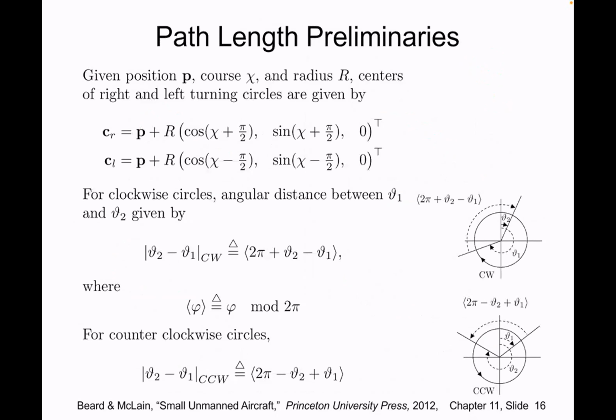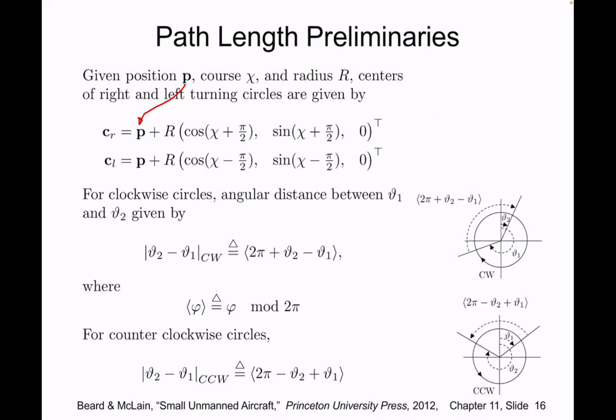Now, there will be some mathematical terms thrown at you, but don't get scared. Essentially, we have position P. When I say position P, think about X, Y, and Z coordinates in the north-east-down frame. And you have a radius and you have the course angle. So I can project the radius into its cosine and sine components and find out the values of CR and the values of CL.